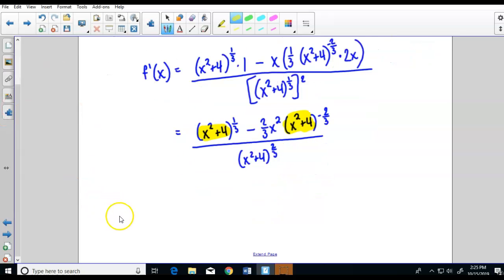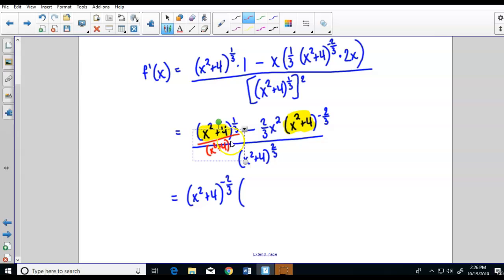To do that, I would have x squared plus 4, and I'm going to take out the lowest exponent, which is negative 2/3. So when I do that, it is like I have divided by x squared plus 4 to the negative 2/3 on both of these. And so here, it just cancels out.